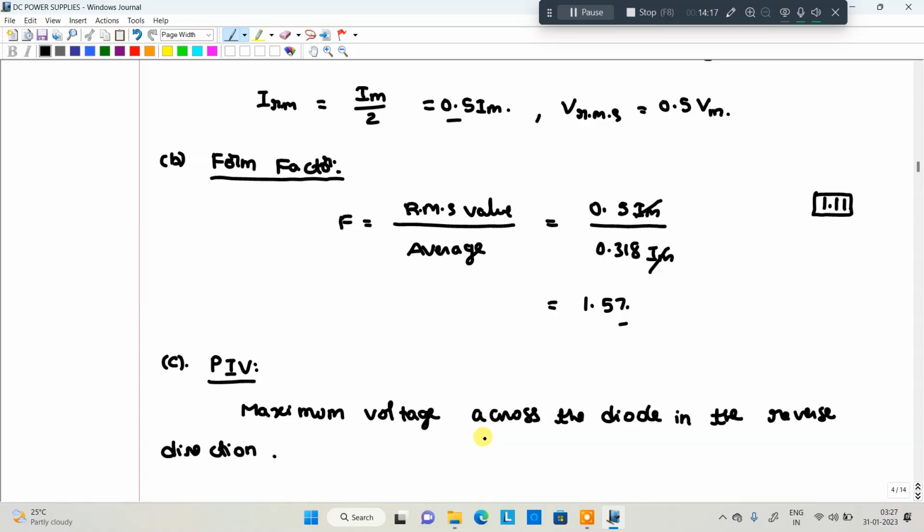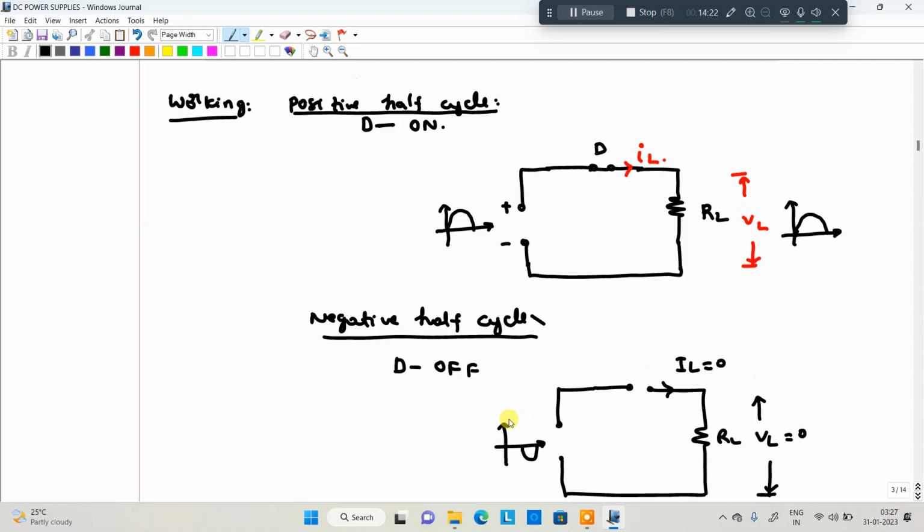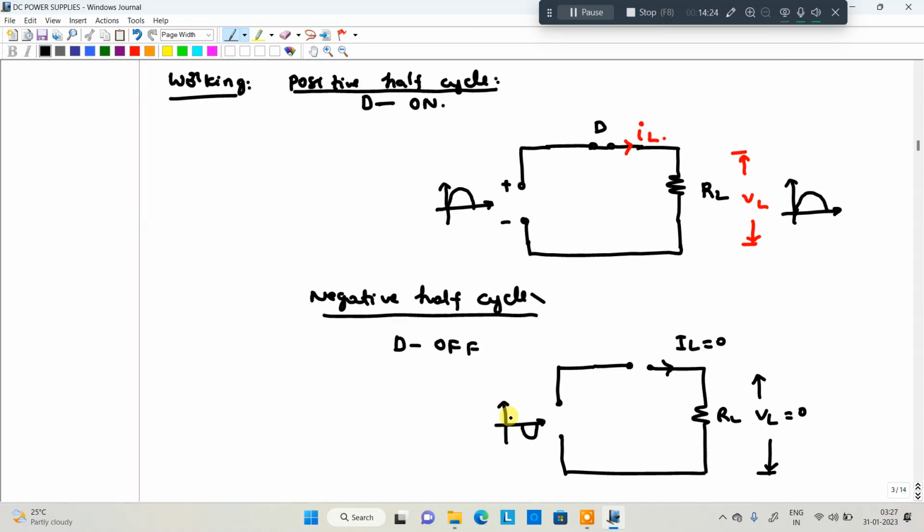So in this particular case, what is the maximum reverse peak inverse voltage? We'll see. The peak inverse voltage, as already mentioned, is the maximum voltage across the diode in the reverse direction, that is, in the reverse bias condition. What is the maximum voltage? We are giving some Vm, right? The maximum voltage is Vm. It is a negative Vm you are giving, so minus Vm appears across this particular circuit.